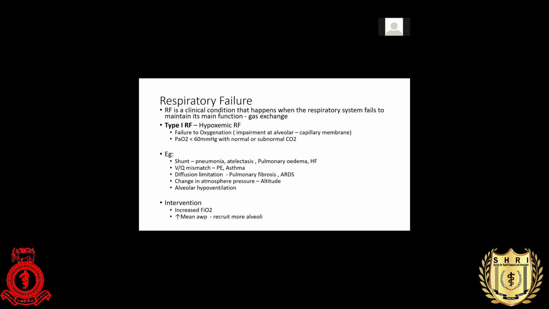One is type 1 respiratory failure, also known as hypoxemic respiratory failure. The problem is in oxygenation at the alveolar capillary membrane level. When you do an ABG, you can see arterial oxygen saturation is less than 60 with a normal or subnormal carbon dioxide level. These are some examples of type 1 respiratory failure, which can occur in pneumonia and atelectasis due to shunting effect, and also can be seen in pulmonary fibrosis due to diffusion limitation and alveolar hypoventilation.